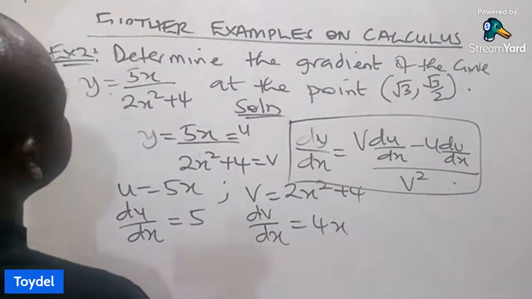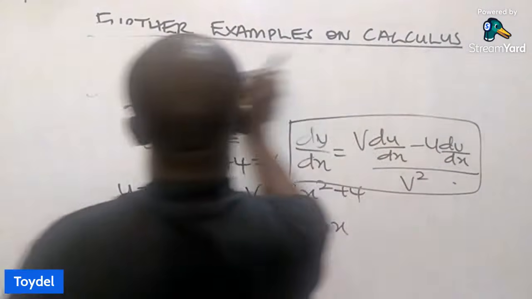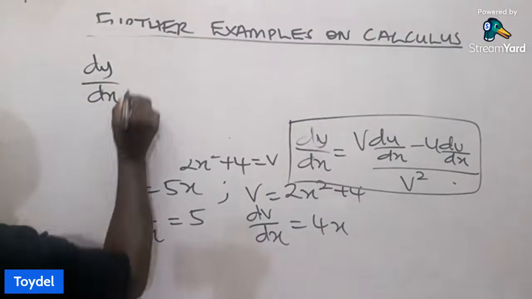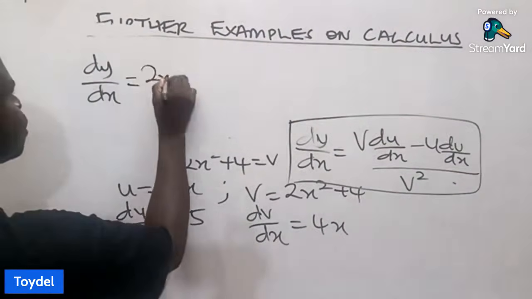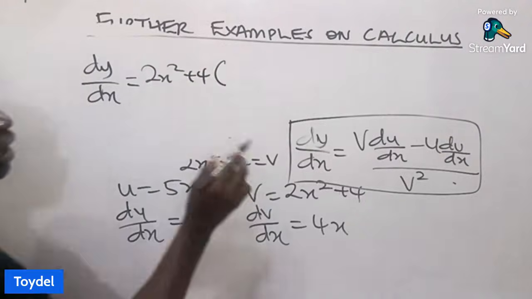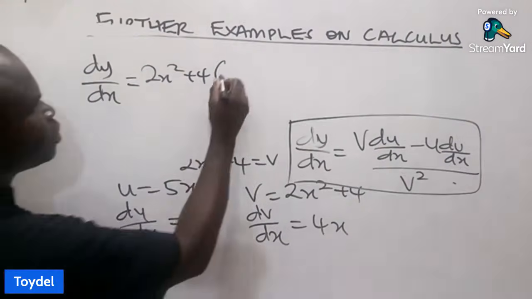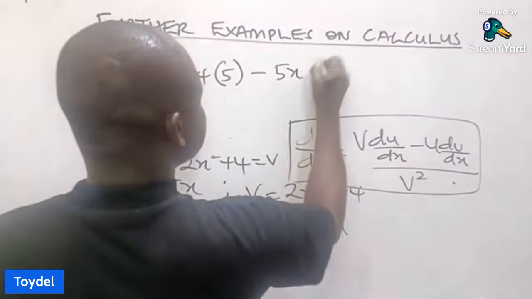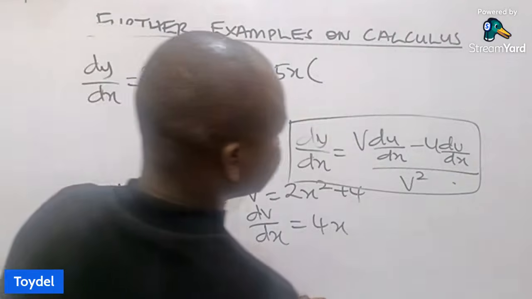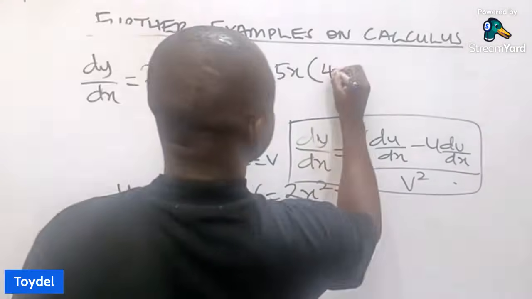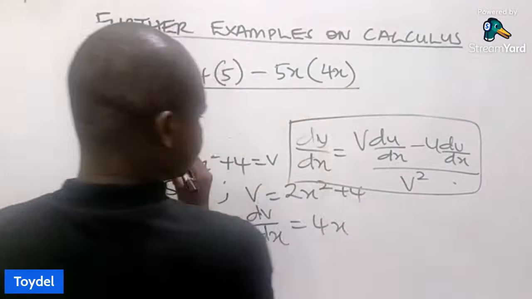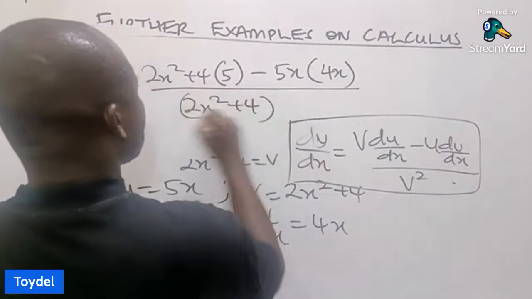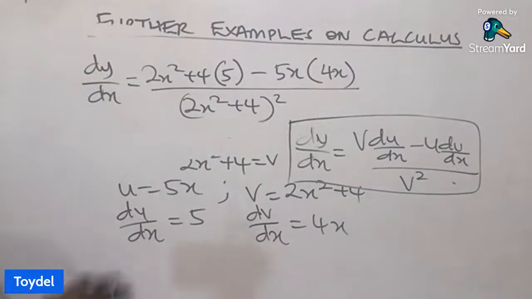Which will give the gradient. So if we do that, what do we get? The gradient dy/dx will now be, what is v? v is 2x squared plus 4, in bracket, times du/dx. What's the value of du/dx? du/dx is 5, minus u, which is 5x, in bracket, times dv/dx, which is 4x, everything all over 2x squared plus 4 all squared. That's what we are going to get.